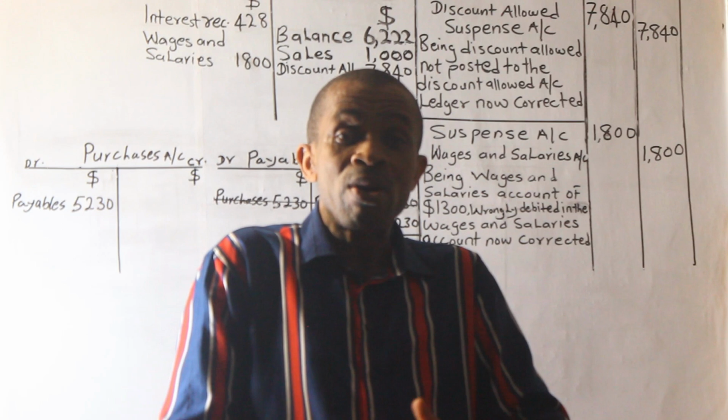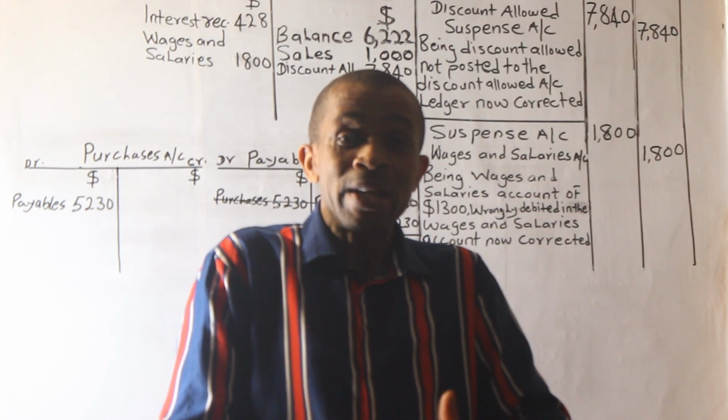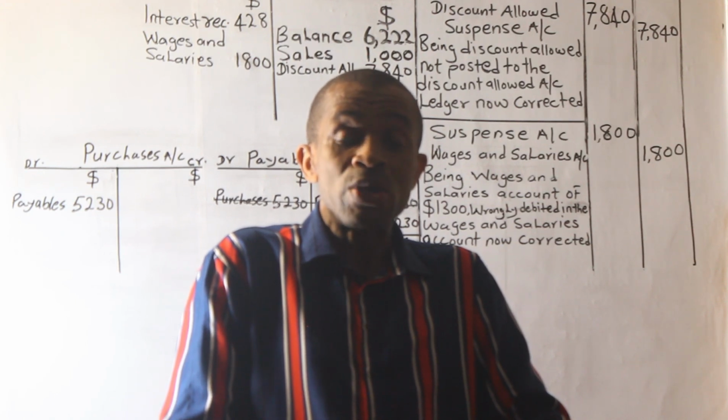And since this error has succeeded in increasing the debit side by 10,460, that is why we are debiting the Suspense account with 10,460. And to correct that error, the payables account was credited with 10,460. So to correct this error, the Suspense account is debited with 10,460, while the payables account is credited with 10,460.